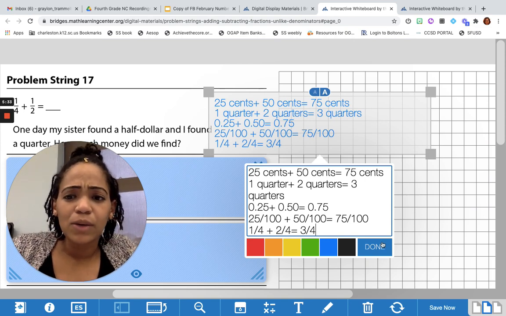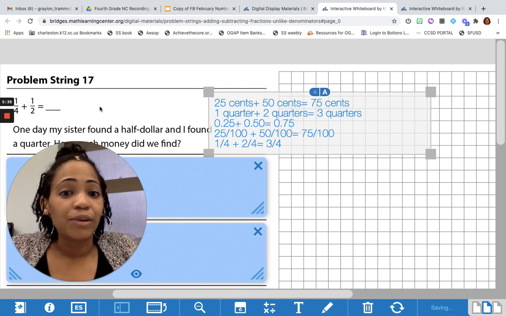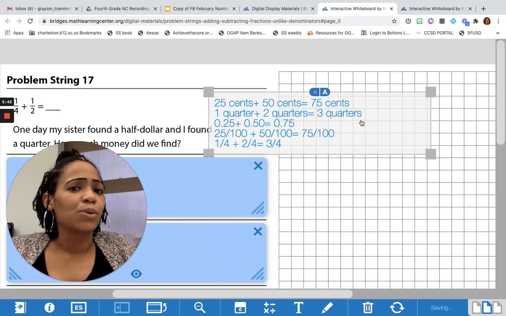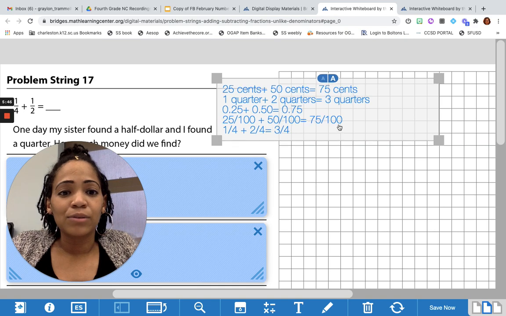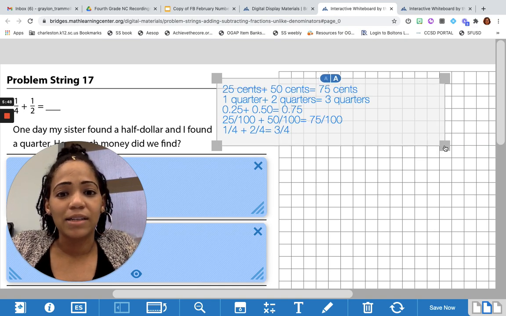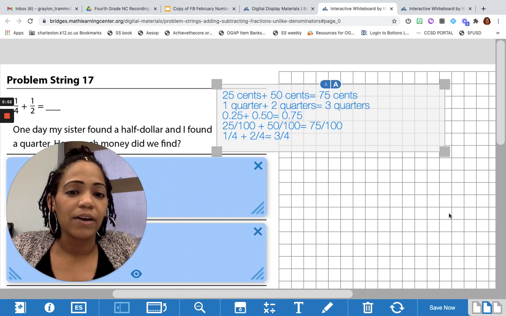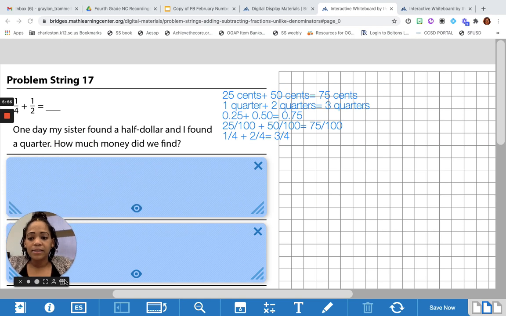So it depends on what the question asks. If it's 1/4 plus 1/2, I would have to say 3/4. That would be my answer. Asking how much money? 75 cents or 3/4. So context is going to tell you everything or help you think about how to solve it. And then we'll have to figure out, well, what form are we going to write our answer in? So let's look at the second problem.